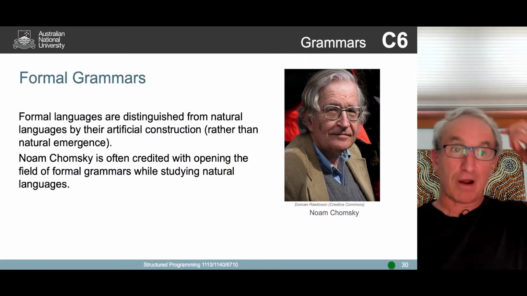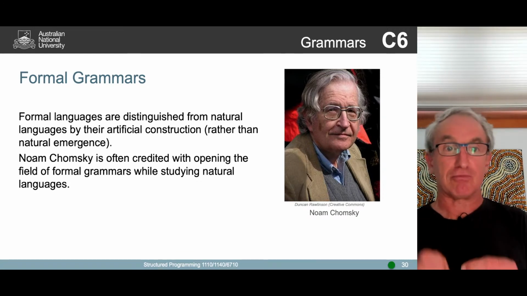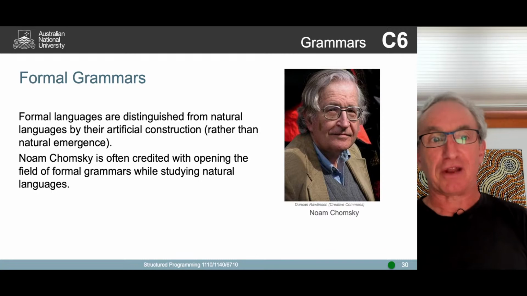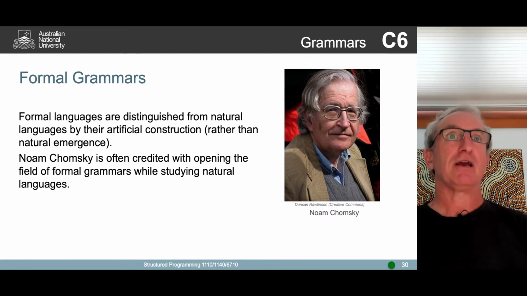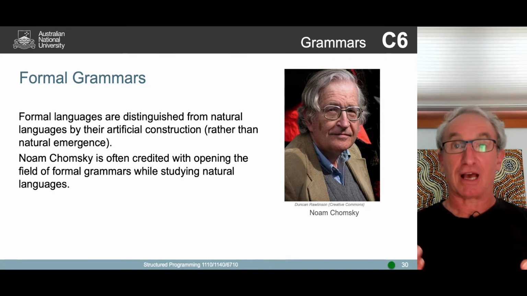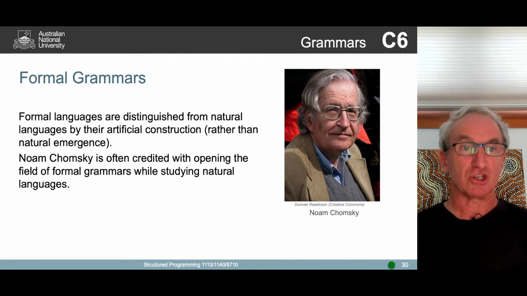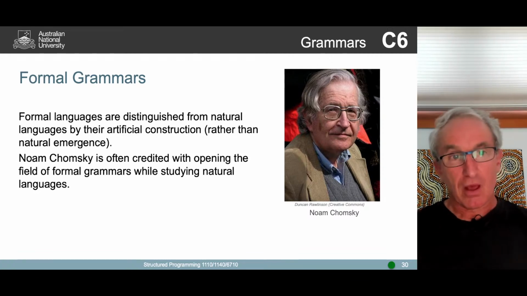Okay, so formal grammars. Formal languages are distinguished from natural languages by their artificial construction. Someone made this thing from scratch rather than natural emergence. So natural languages, whichever language we speak, emerged naturally. So English, for example, has a background in a whole lot of languages, including Germanic languages. Okay, it didn't just one day appear out of the blue.